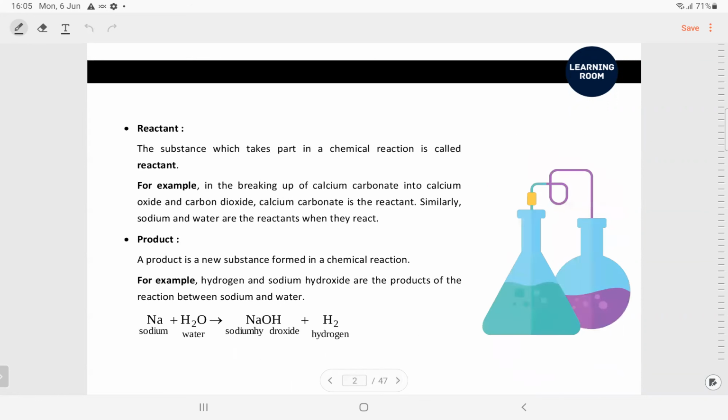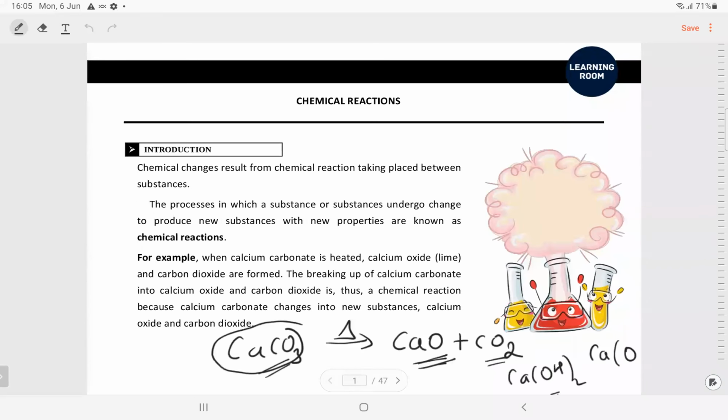Moving to our second slide. You already know about the reactants. Here you can see I have mentioned the words reactant and product. So take a simple reaction. In the previous reaction, is calcium carbonate a reactant or a product? Reactant. Very good. Calcium oxide, product. Carbon dioxide, it's a product. So reactants combine together, and after combining, the newly formed substance is known as the product.